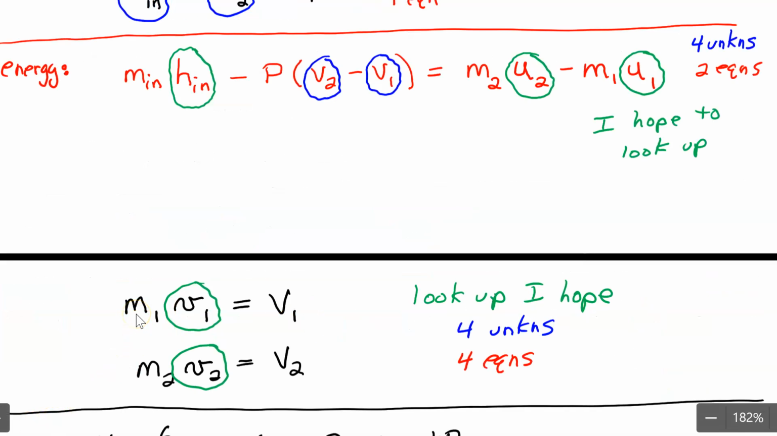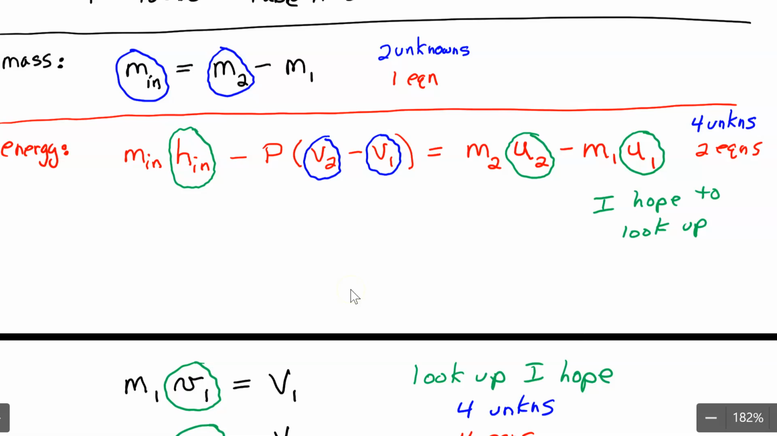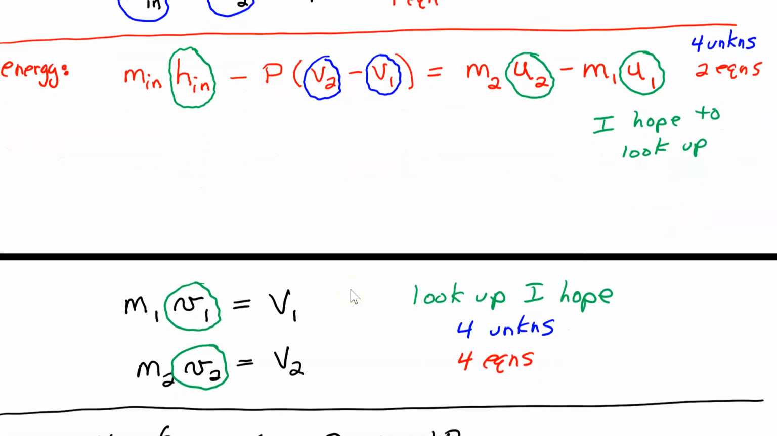Here are the ones that I came up with. Mass at the beginning times the specific volume at the beginning equals the total volume at 1. And then I can also write it for the final. So now I have four equations. I have the black mass equation right there, the red energy equation, and these two black volume equations. So now I have four equations, and I have the same four unknowns that I had before. The things that are circled in green, I'm hoping I can look up in a table. Okay, so let's try to look them up. How are you going to find the values?